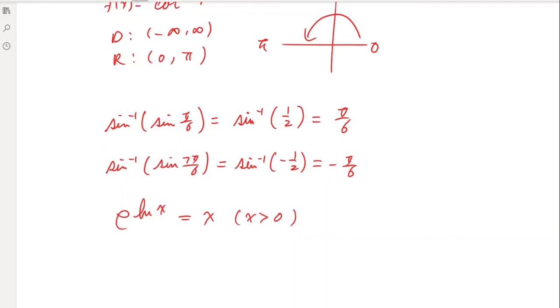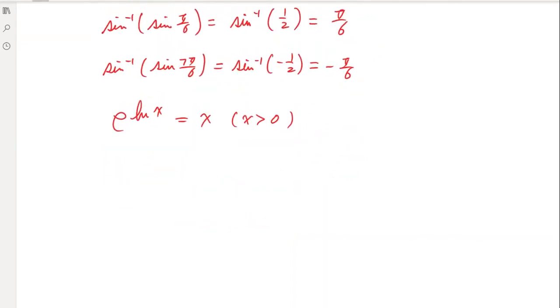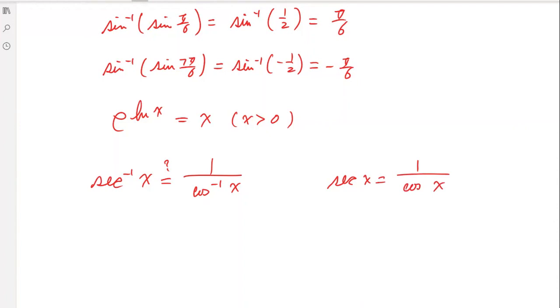Okay, that's one thing. What about this thing? I think you have seen this, right? I'm going to start with secant. Inverse secant of x, is it equal to 1 over, what do you say? Because we know, after all, secant x is, by definition, this, right? So does it really apply to this?